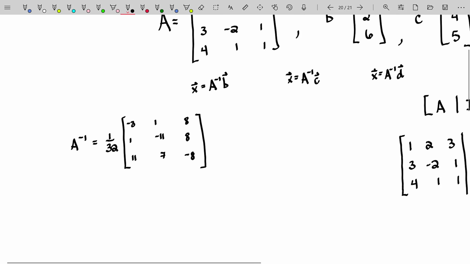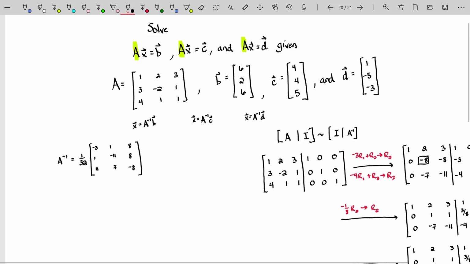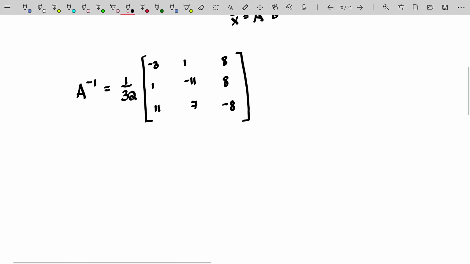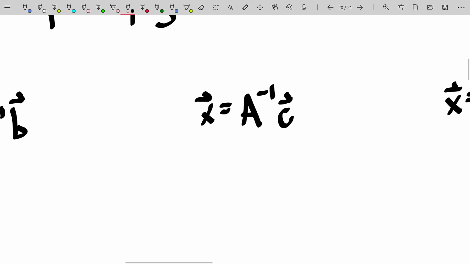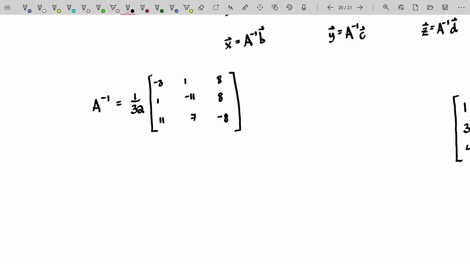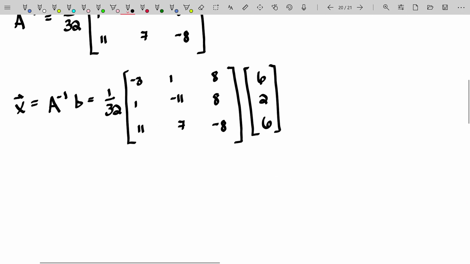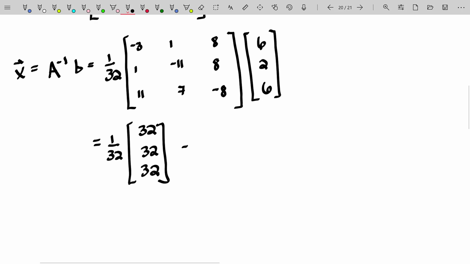Let's go ahead and use that A inverse and multiply it against b, c, and d to find out what the solutions to those equations are. I should probably label these values something other than x, x, and x. It should be x, y, and z or something like that. Well, let's figure this out. x is equal to A inverse times b. Computing this product out, we get to here, and that is obviously 1, 1, 1.